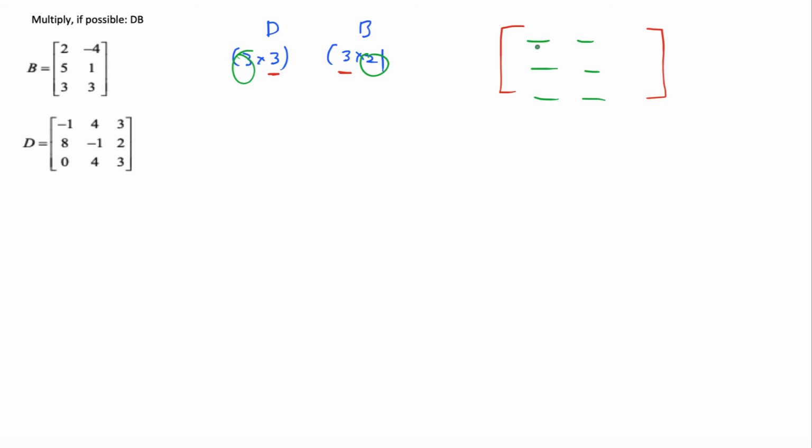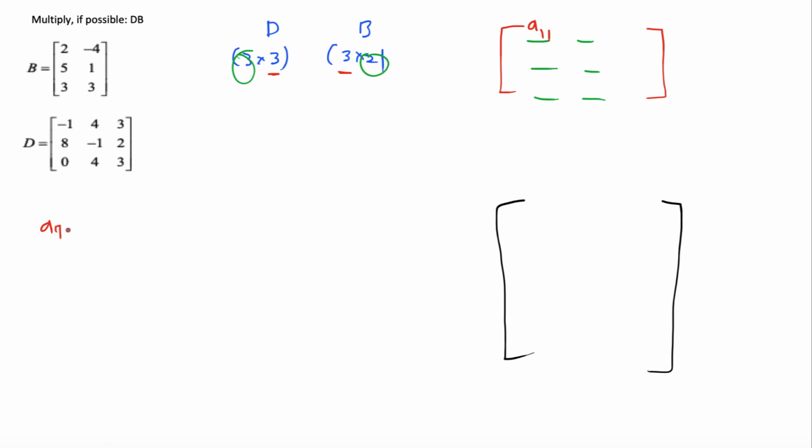So what I like to do is just write it out. We know that we are going to end up with 3 rows and 2 columns. So let's call this the A11 entry, the first row, first column. What does that mean? It means we need the first row in D and the first column in B. That's essentially what this A11 should represent.